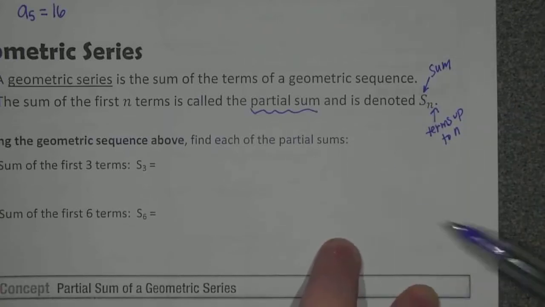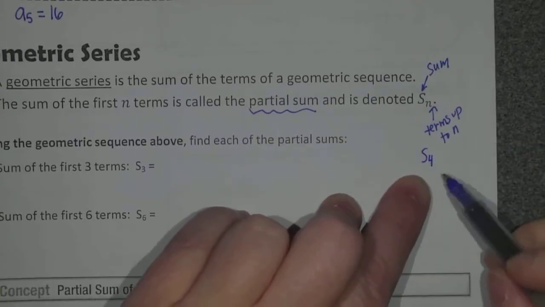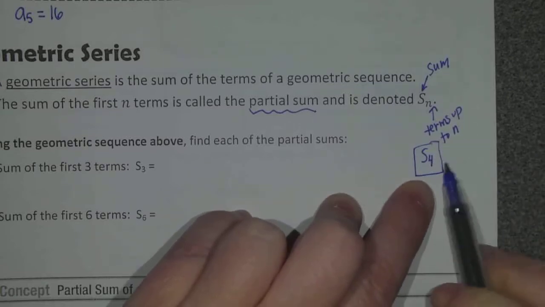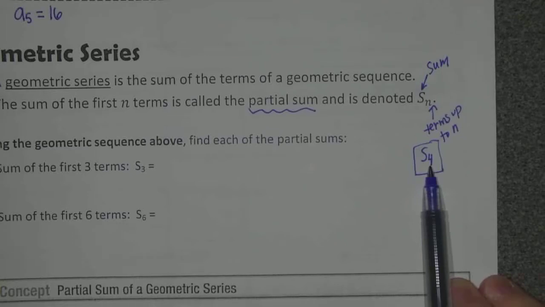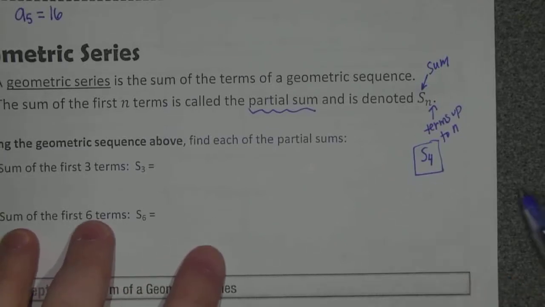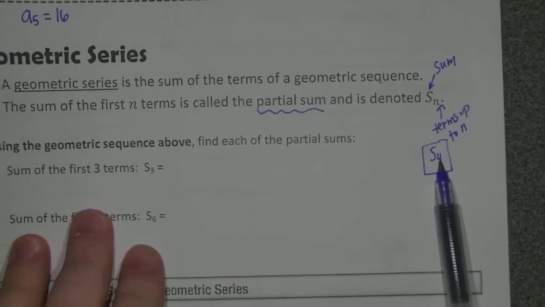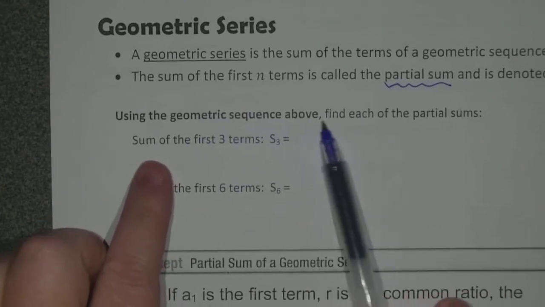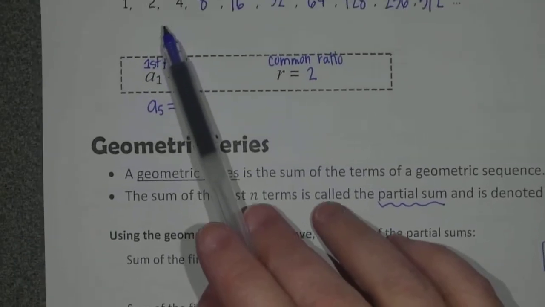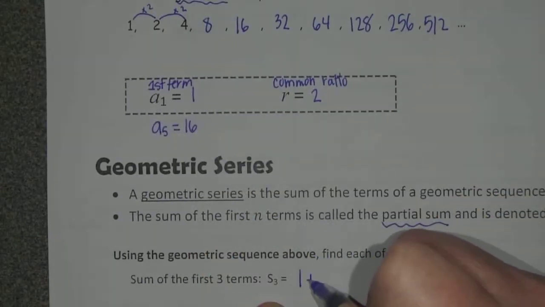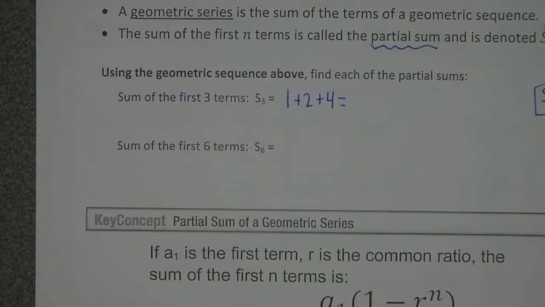So if I said S of 4 right here, this would be the sum of the first how many terms? 4 terms. So what does sum mean? Add, right? Sum means to add. So what would we do with the first 4 terms? We would add them together. So right here, it says, using the sequence above, find the partial sum. What's the sum of the first 3 terms up here? Well, the first 3 terms were 1 and 2 and 4. So the sum of those terms would be 7.